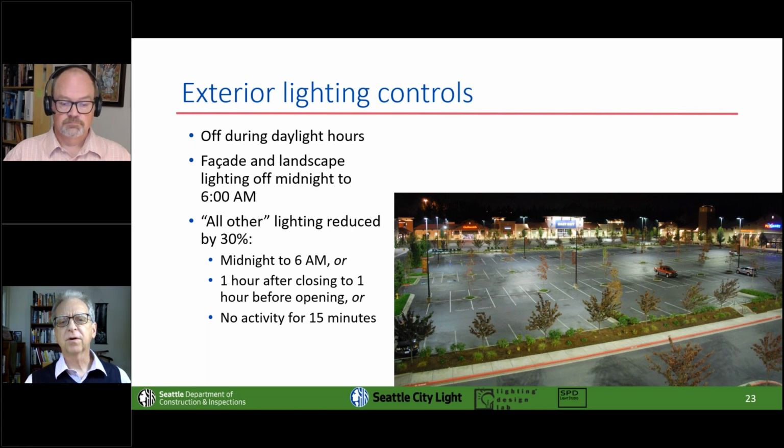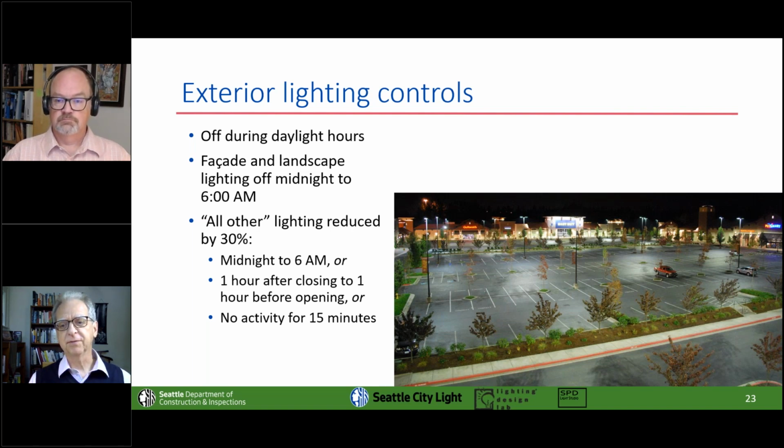The idea is that for facade lighting, it's shining up on the facade of your building, or landscape lighting, those little turtle things that are making pretty pathways for you, all that has to shut off midnight to 6 a.m. Other kinds of lighting, which would include this parking lot, have that same requirement, except they don't shut all the way off. They have to shut down by at least 30%, either in that midnight to 6, or if they're not noting any activity.